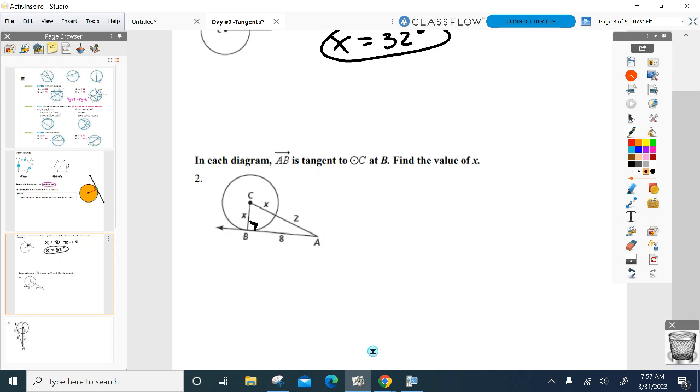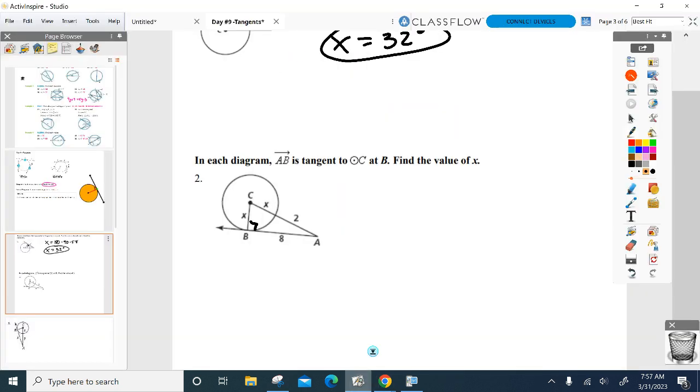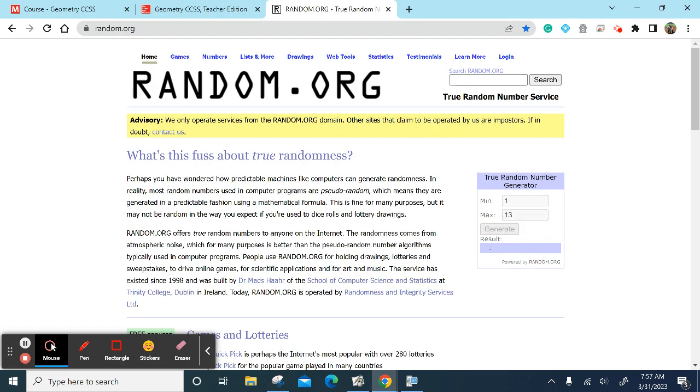What have we been using all year long? If I have a right triangle with sides, I know the Pythagorean theorem. Here it is. A squared plus b squared equals c squared. All right. What should go in for a and b here? We've been doing this a while.